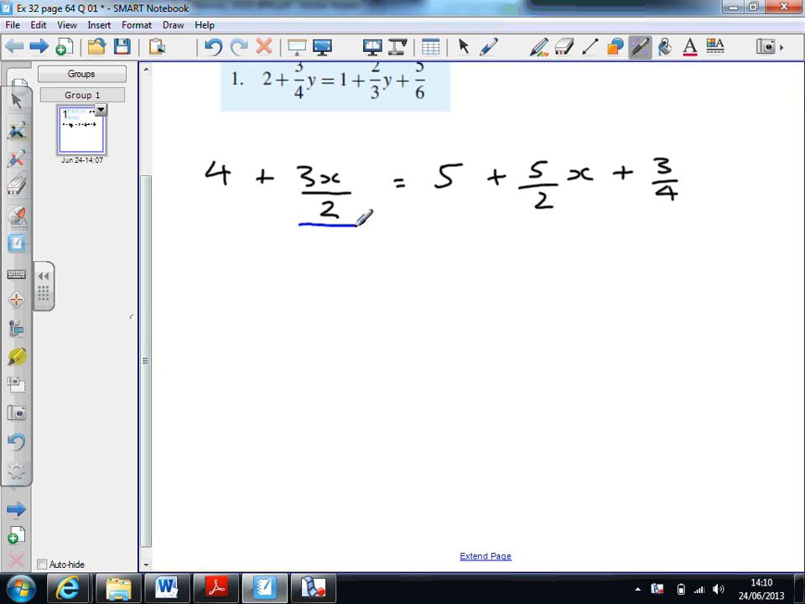3x divided by 2, there's a fraction. Note this 5 over 2x, or 3 over 4y, or 2 over 3y, 3x over 2, they are actually the same thing. I can write 3x over 2, all divided by 2, is equivalent to, is exactly the same as 3 over 2 times x. So they are equivalent, don't let that put you off.